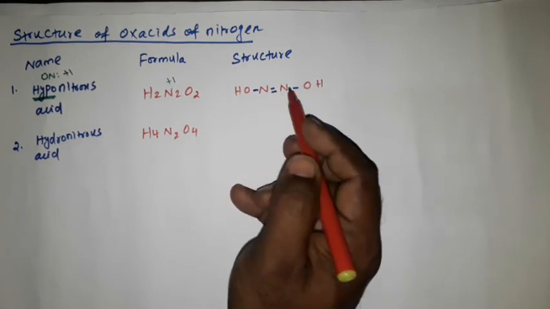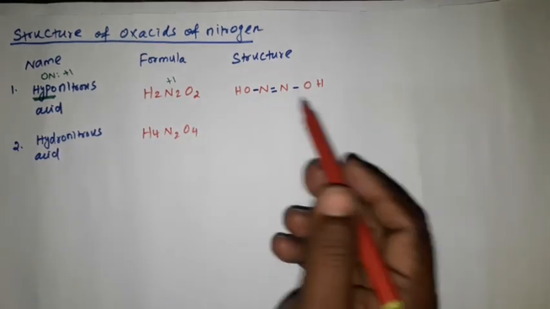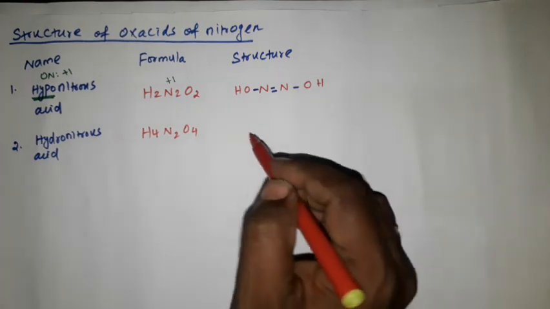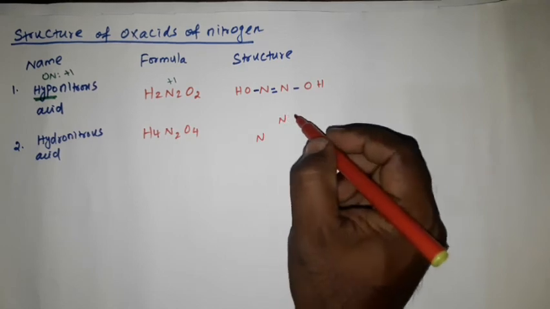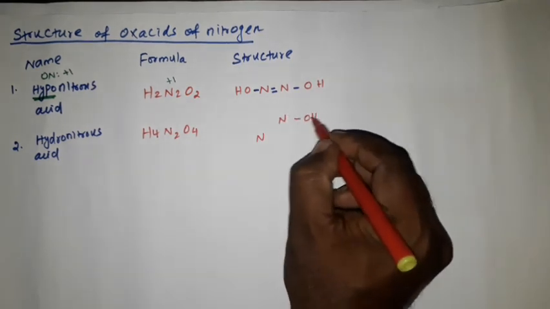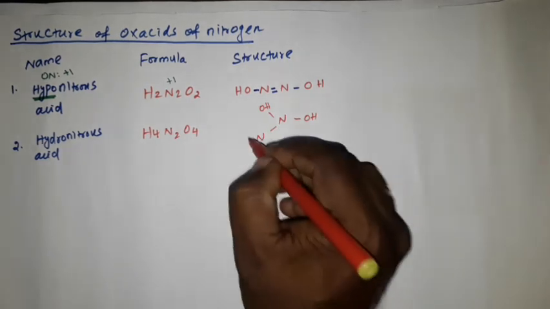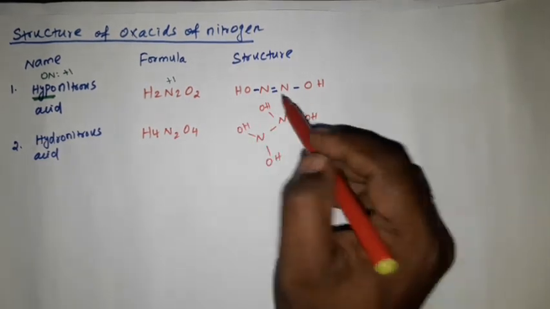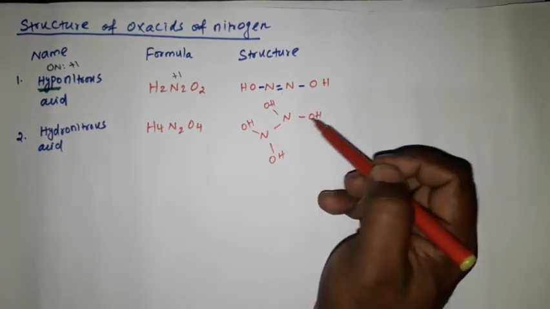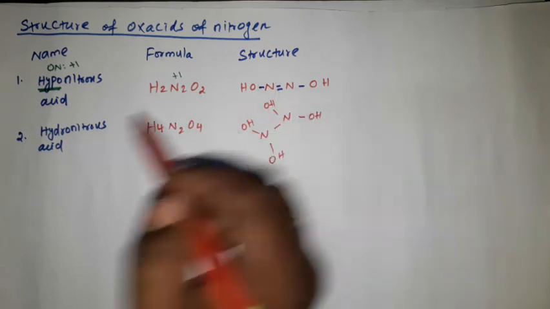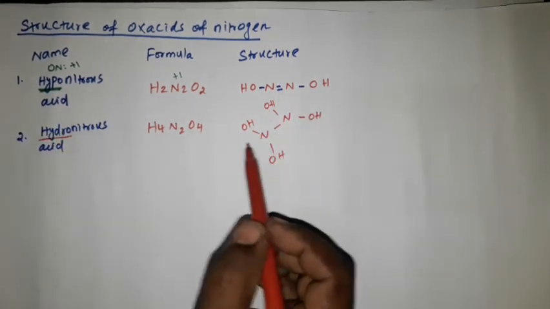This double bond will be open, and two more OH groups will be added. See the structure: nitrogen, OH group, here OH, here OH, here OH. That's all. This double bond is opened, and two more additional OH groups come. So this is the structure of hydronitrous acid. Hydro means water, that is OH group comes.